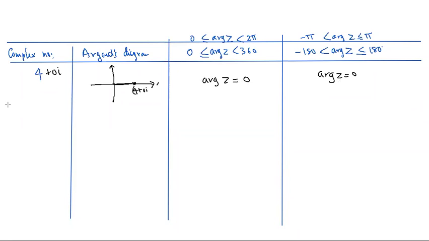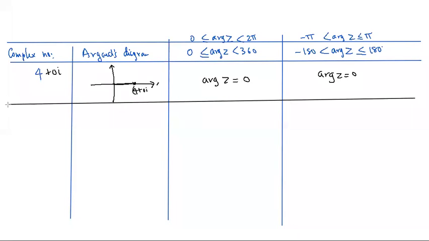Have you written all of it? Yes, sir. Now write the next one: 1 plus i. Where will 1 plus i be? Tell me the coordinate for 1 plus i. It is (1, 1), in the first quadrant. I'll make the diagram a little bigger. First quadrant, 1, 1. 1 plus i.